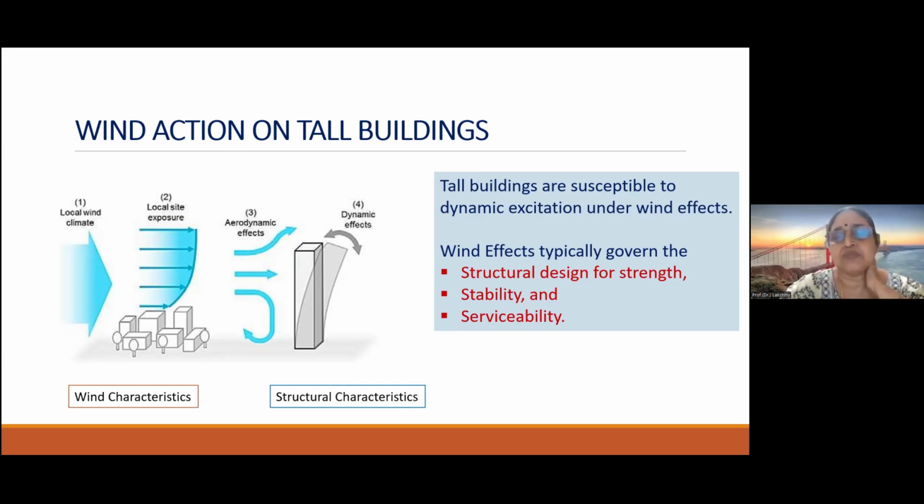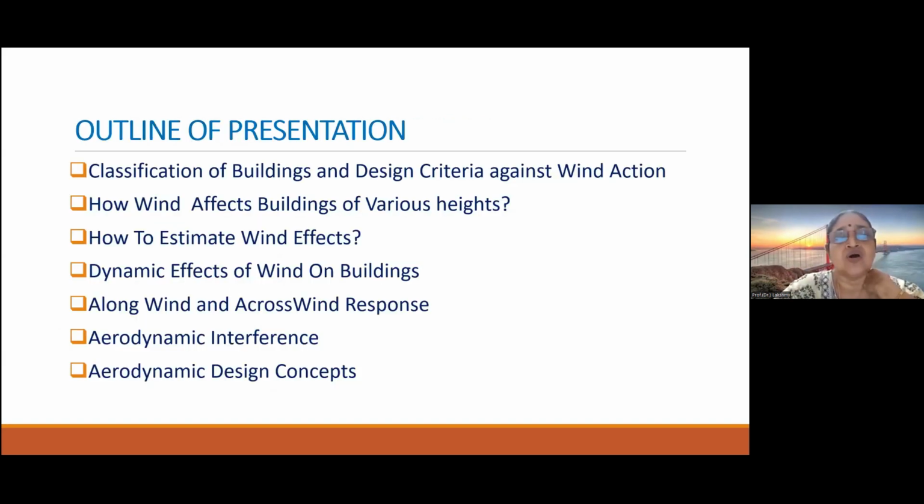Now, in this session, I'll be focusing more on the structural characteristics and how the wind resistant design of tall buildings can be done. So basically, I'll be focusing on classification of buildings and also the design criteria against wind action and how wind affects buildings of various heights, how to estimate them, and what are the dynamic effects of wind on buildings, and how to estimate along wind response and across wind response as given in IS 875, then aerodynamic interference effects, and apart from this, some aerodynamic design concepts as well.